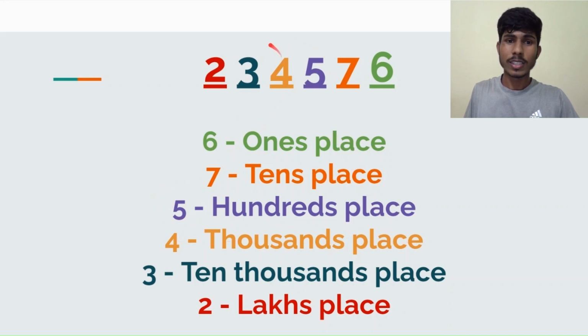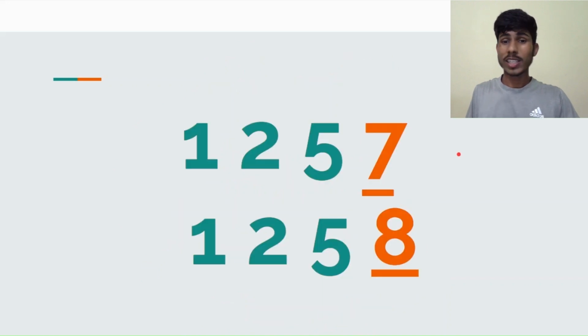And the next digit towards left is 3. This 3 is said to be in 10,000s place. And the next digit here is 2. So 2 is said to be in 1 lakhs place or lakhs place. Okay. What does place value mean? What does place value actually mean?